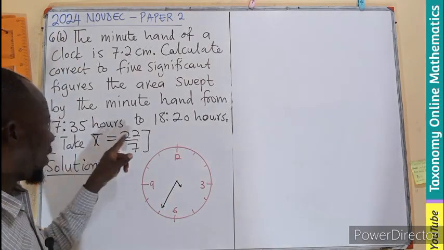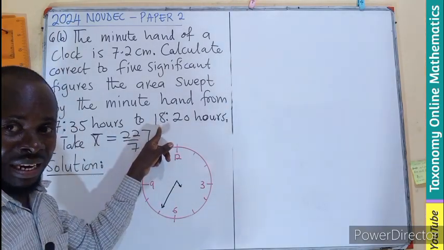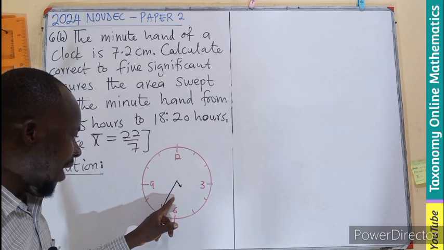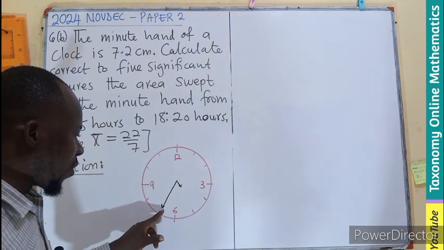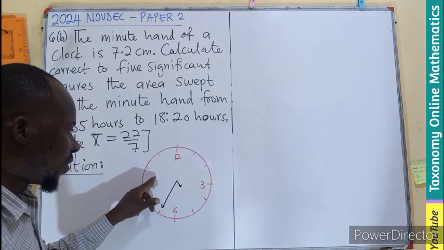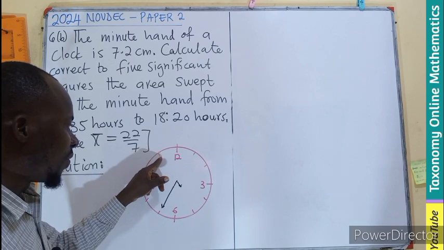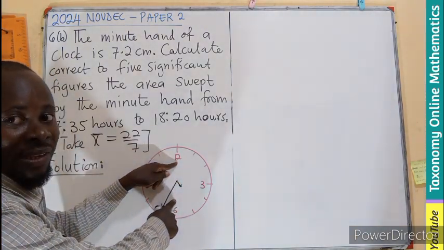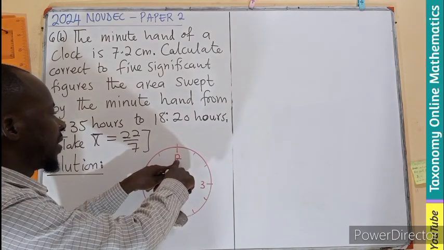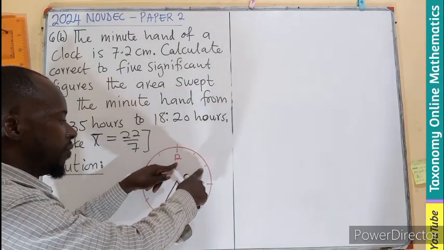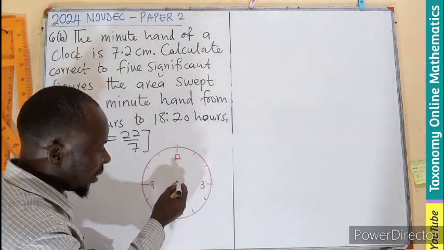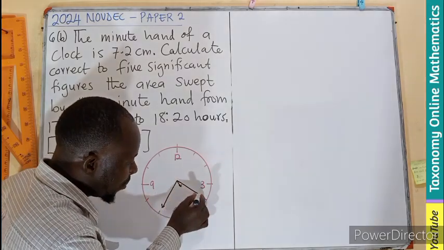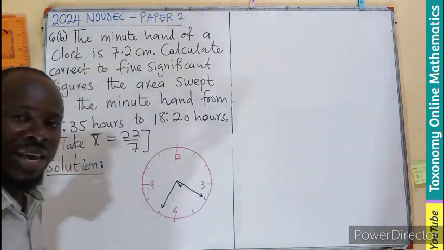Now, for me to get into 18, that is 6 o'clock, the minute hand must move from 35, 40, 45, 50, 55, 60. Then this will move to make it 6 o'clock. So we are moving 5, 10, 15, and 20. Meaning the minute hand will now be here.